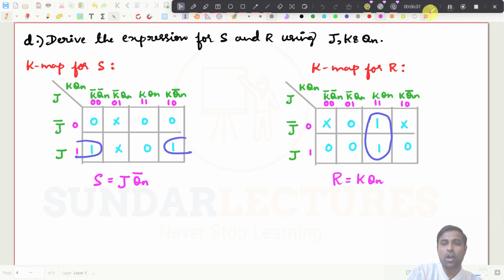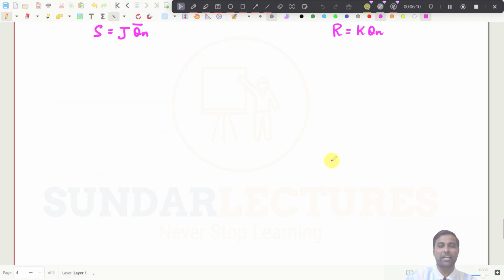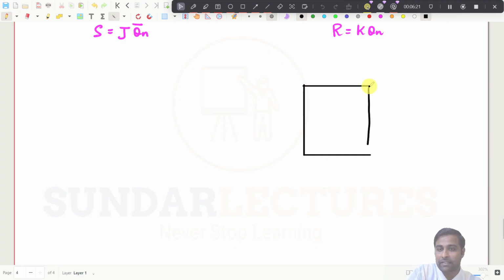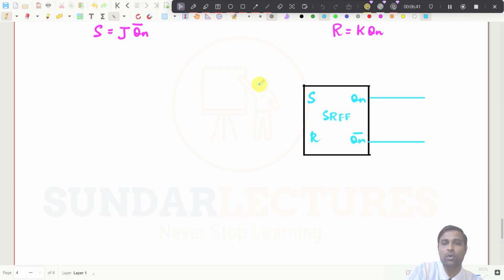That's all. So now what do I have to do? I have to just draw the diagram. So this is the equation we know, right? So how will you draw the diagram? So I have an SR flip-flop with me. This is S and this is R, and this is Qn, this is Qn bar, right? Maybe this is the SR flip-flop. Now what inputs am I having? I have J and then K simply.